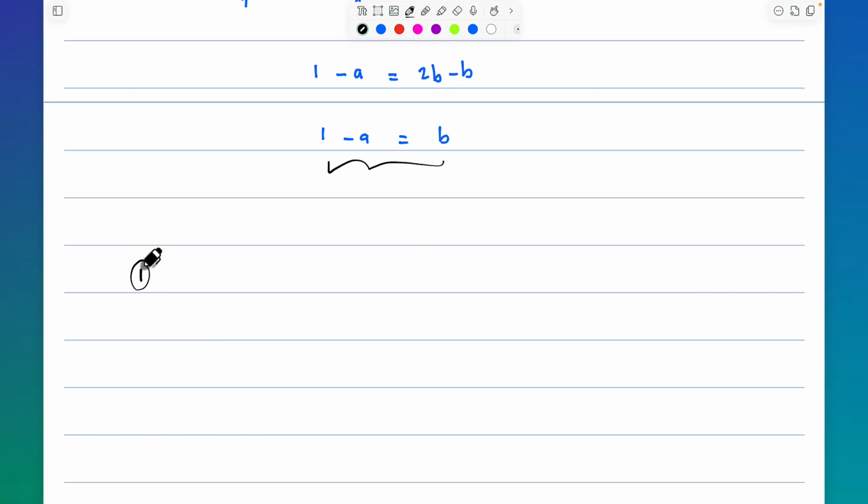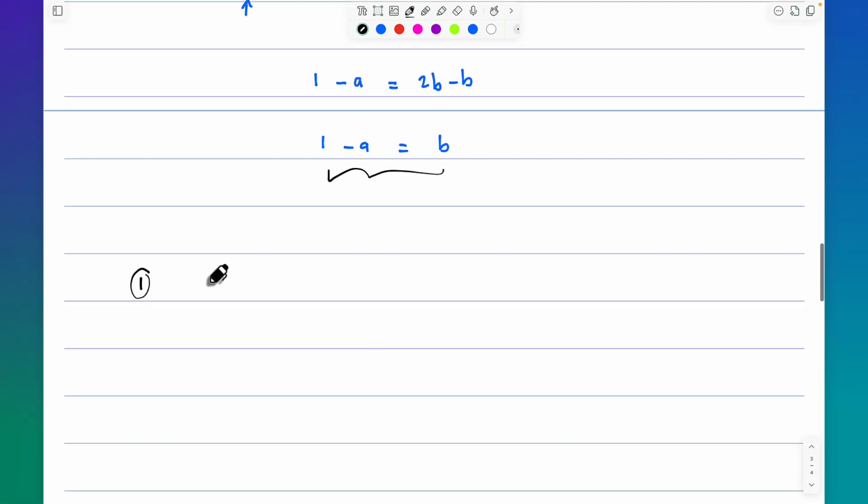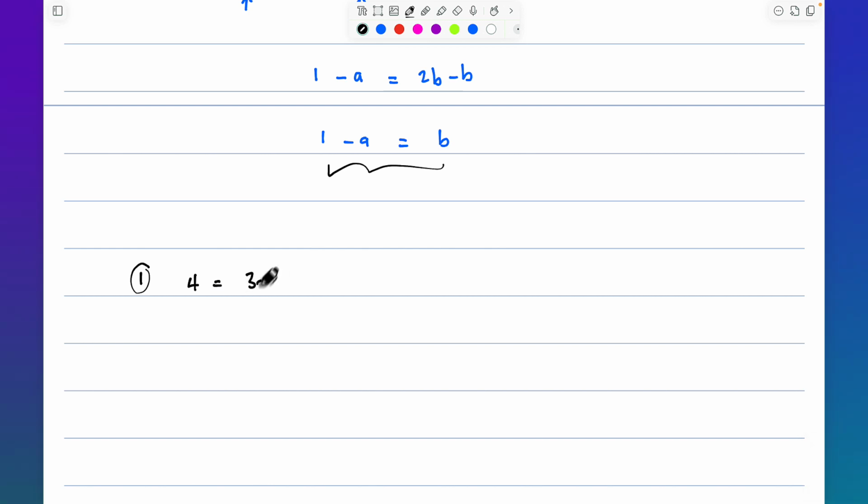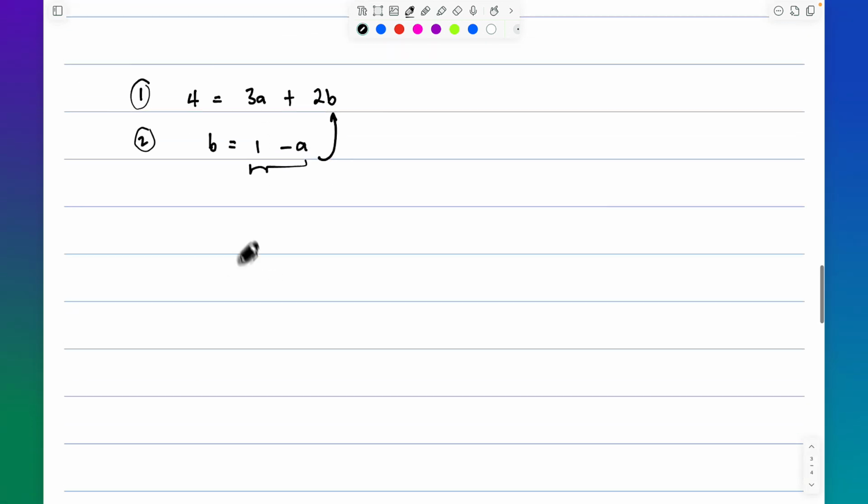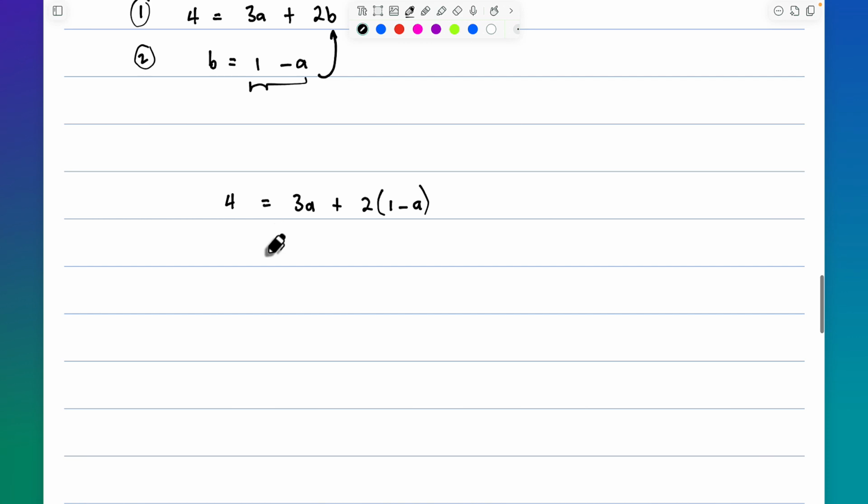So we're going to write down our two equations. The first one was 4 is equal to 3a plus 2b. The second equation was 1 minus a, or let me just write it as b is equal to 1 minus a. So I'm going to use substitution. All right, substitution, which means I can take this b expression, put it in place of that, right? So instead of having 4 is equal to 3a plus 2b, because it's 2 multiplied by b, now we're going to replace b with this expression because b is equal to this, right? So b is equal to 1 minus a.